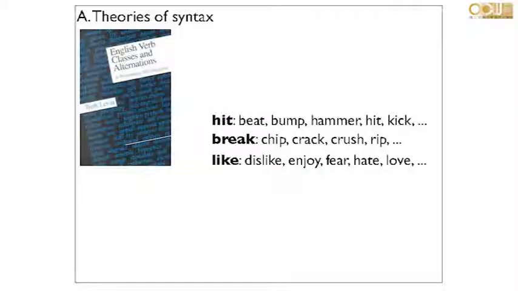And then when you look at all the verbs that are in the same syntactic frame, it looks like they have similar meanings. So verbs that can appear in the same frames as hit are verbs like beat, bump, hammer, kick, hit. Verbs that can appear in the same frames as break are verbs like chip, crack, crush, rip. And verbs that appear in the frames that like appears in are verbs like dislike, enjoy, fear, hate, love. And you might notice that there's some semantic similarities within each of these groups.